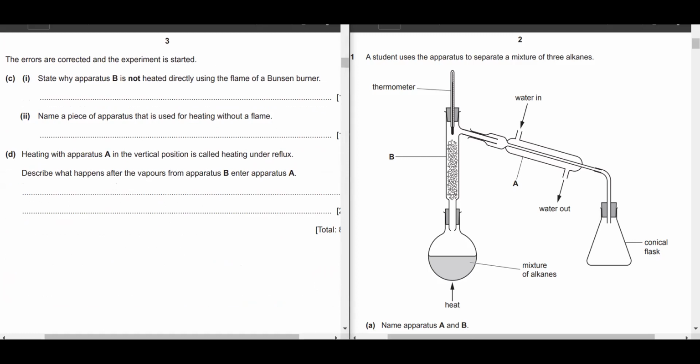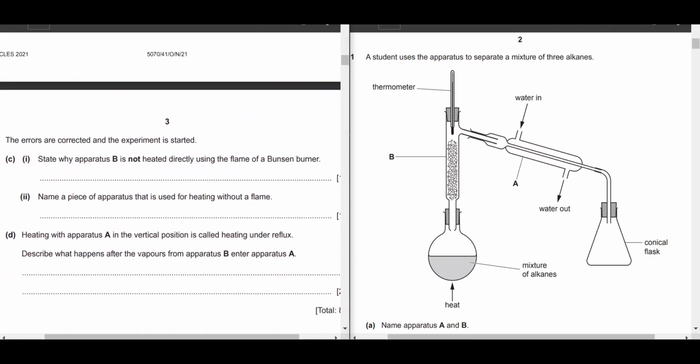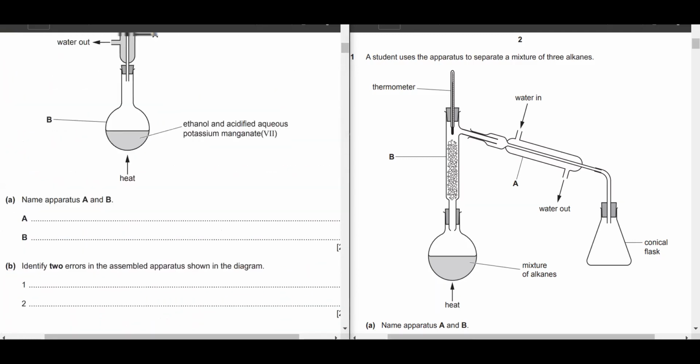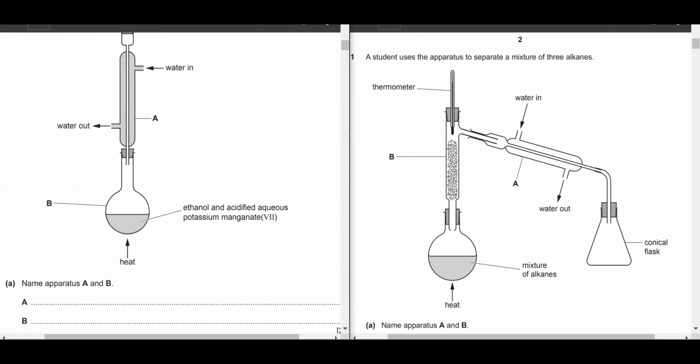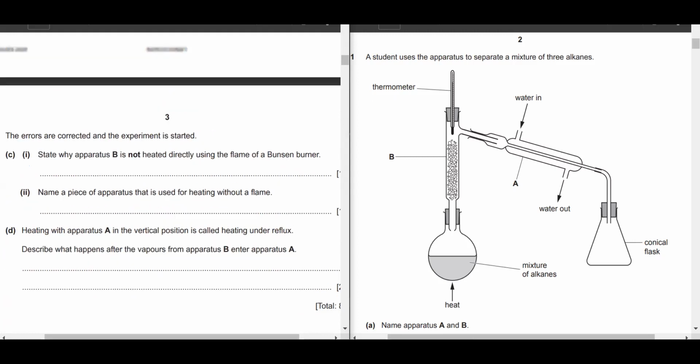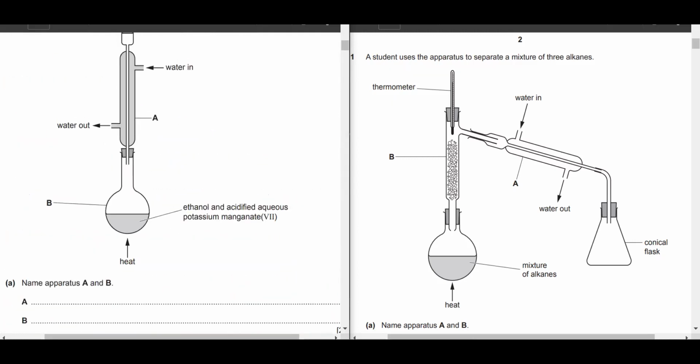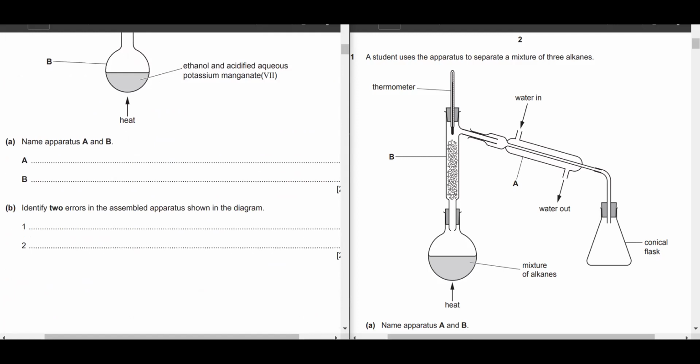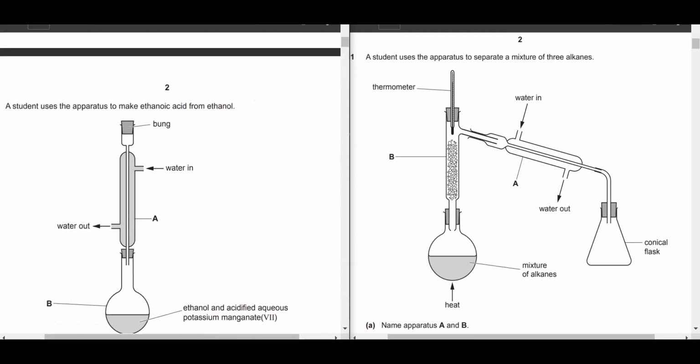Describe what happens after the vapor from apparatus B enters apparatus A. So when they enter apparatus A, what will happen? They will condense and fall back into the same reaction flask. So this was the question from variant 4.1. Now let's focus on the question from variant 4.2.